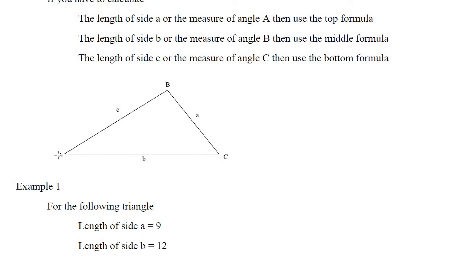And again, a reminder of how I'm labeling my triangles. Capital A is angle A, capital B is angle B, capital C is angle C. Little a is the side opposite angle A, little b is the side opposite angle B, and little c is the side opposite angle C.